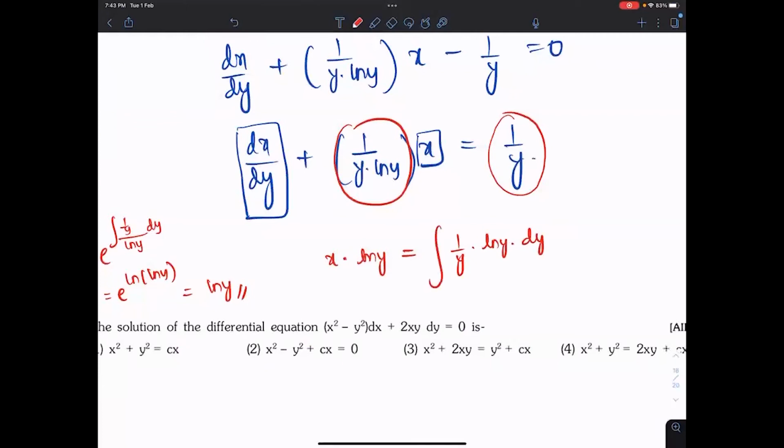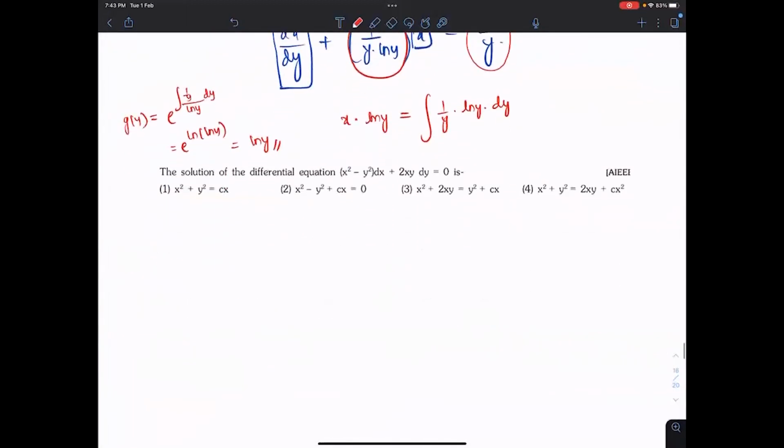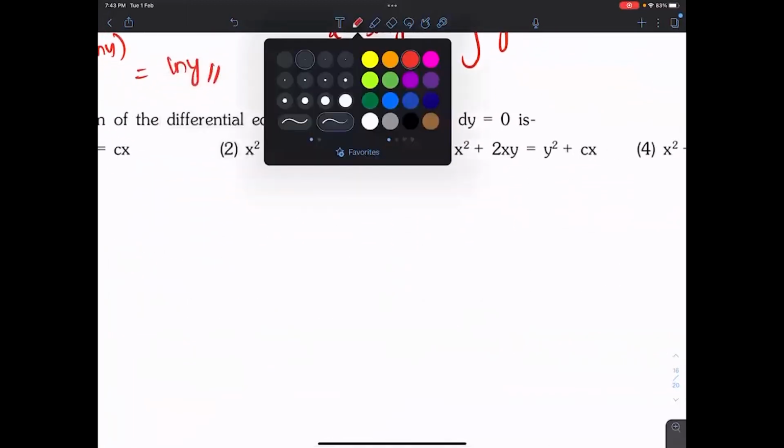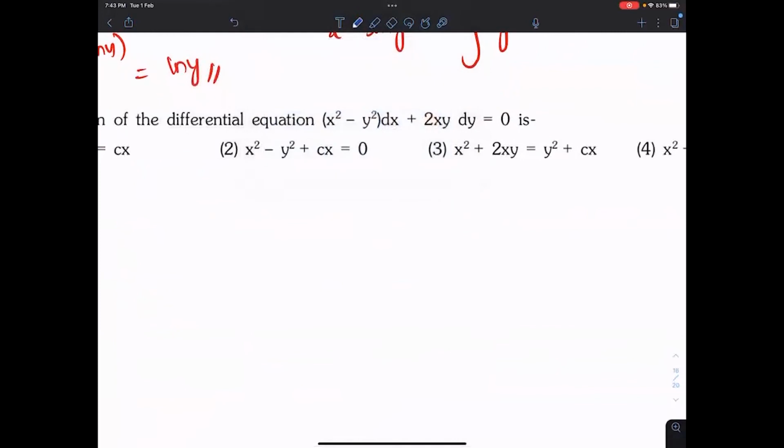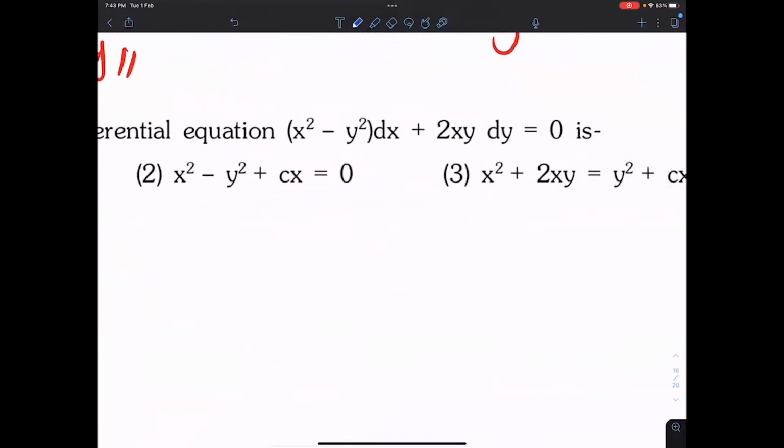Okay. Let us see the next one again. Is it LD in X or LD in Y? First, you need to identify that one. If you see Y terms, obviously Y square is there. Directly, you will say it is not LD in Y. But if you see X also, X square is there. It is not LD in X also. Then what is this? This is neither LD in X nor LD in Y. This is directly homogeneous. dy by dx is equals to minus of x square minus y square by 2xy.